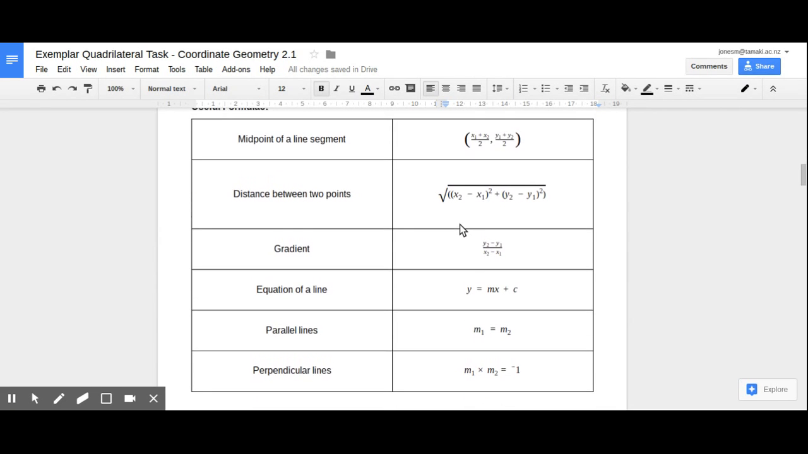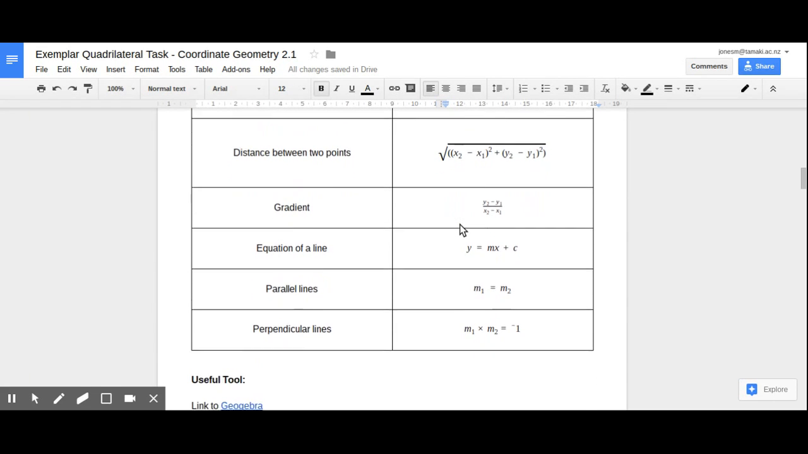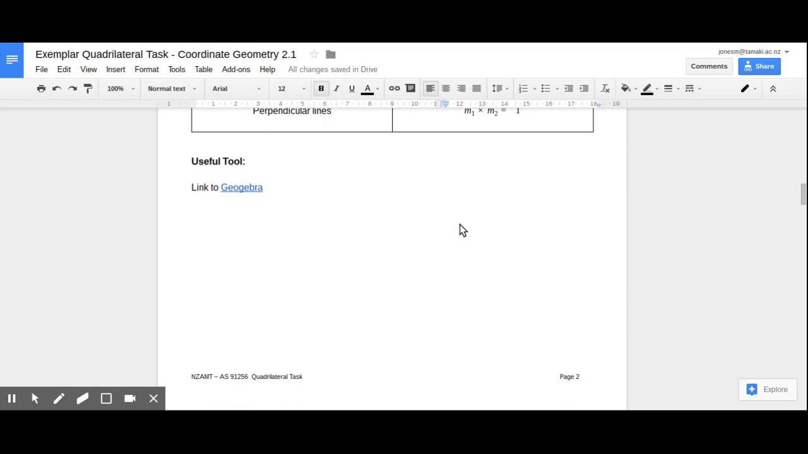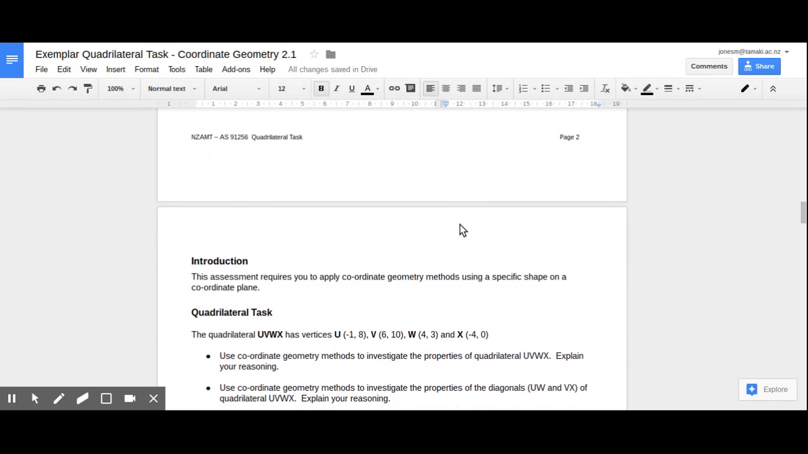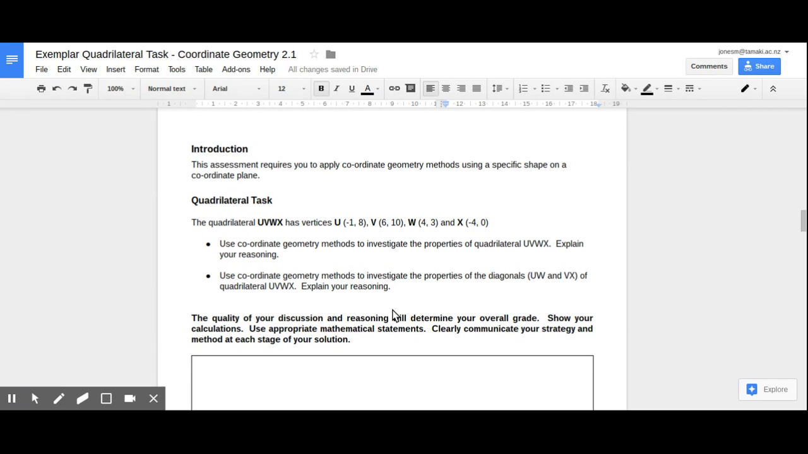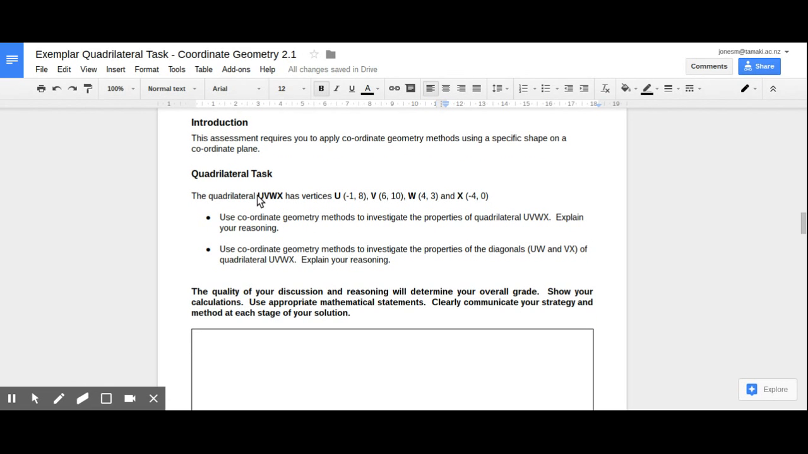Now, we have a whole lot of useful formulae. So these will come in handy later on. And we've also got a link to GeoGebra. So that'll also be very useful. Alright, so having a read of this, we're using coordinate geometry to look at a shape. So what we've got is a quadrilateral UVWX. So UVWX are all the vertices or points, and here they are.